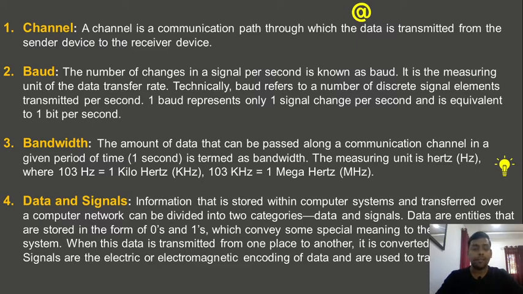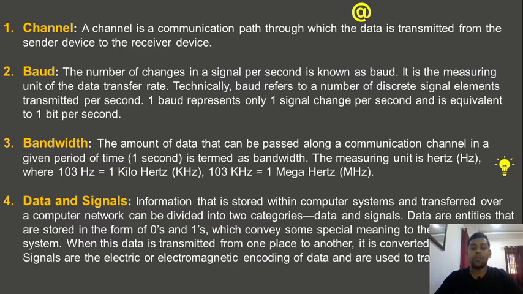Data are entities that are stored in the form of ones and zeros. We know that, right? A computer stores data in the form of ones and zeros. A computer can store anything, each and everything, only in the form of ones and zeros, which conveys some special meaning to the computer system. Of course, it is a coded form. Data is stored in the coded form, ones and zeros.